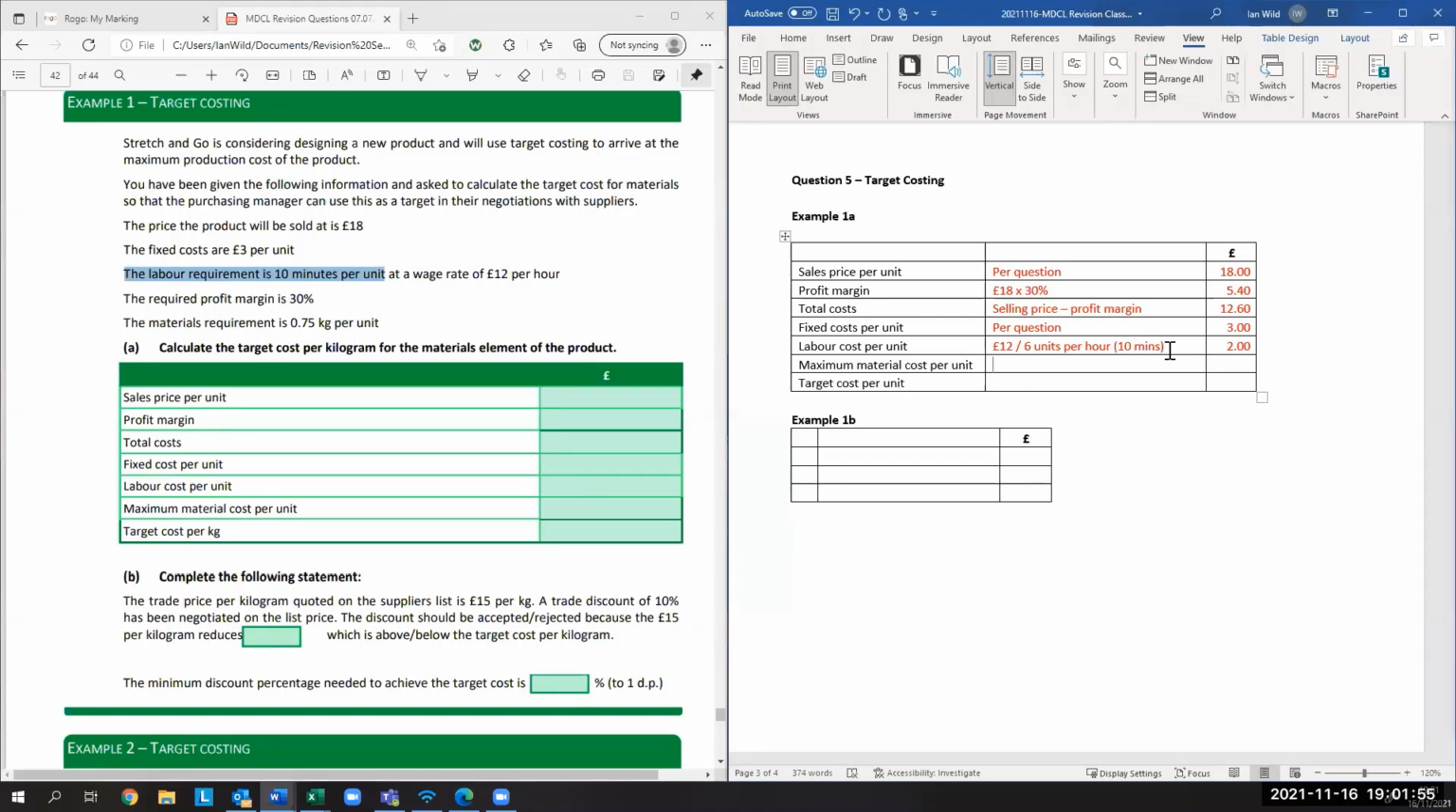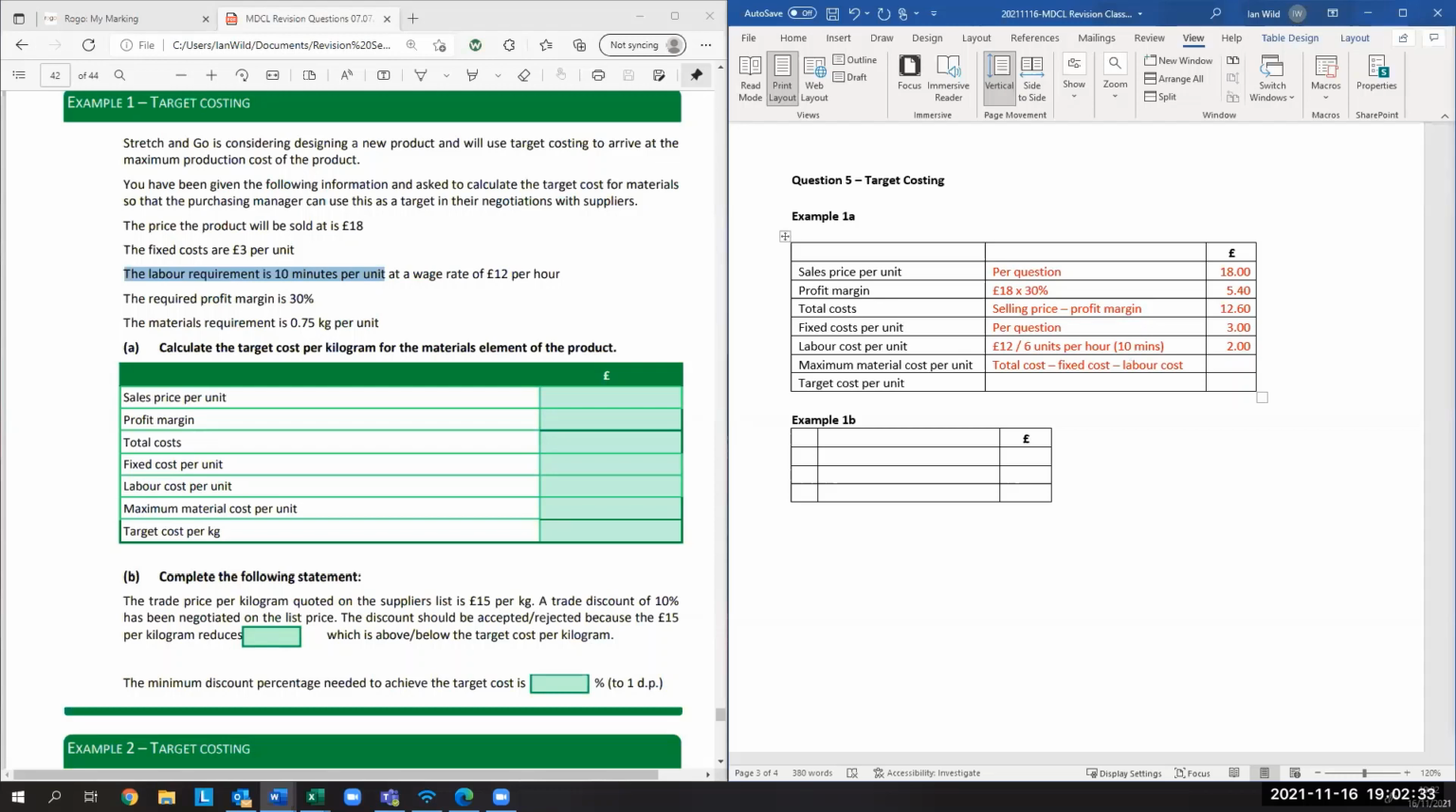Now then, the maximum material cost per unit. Be very careful there, Natalie, because what I think you might have done is added it up, and we need to take them off. Louisa, that will work exactly the same way. So in order to work out your maximum material costs, you would take your total cost, take away your fixed cost, and then take away your labour cost.